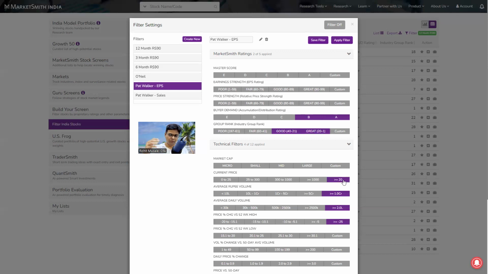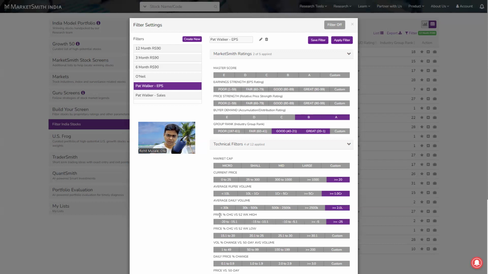Current price should be more than or equal to 20, which means I want to stay away from penny stocks. Average rupee volume is more than or equal to 10 million, which means I only want to trade in liquid stocks. It should be easy for me to glide in and glide out. I don't want to buy a stock where I get stuck, with no buyer at the other end if I want to sell my stock at the market price. Okay. Average daily volume is more than or equal to 200,000 shares. Average daily volume, number of shares traded per day, should be 200,000 shares at a minimum. When I say average daily volume, I am talking about the 50-day moving average.